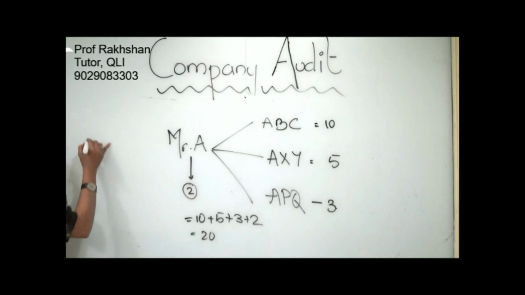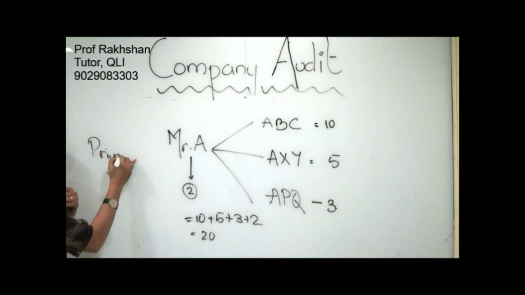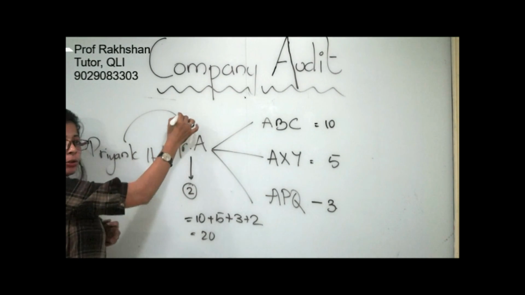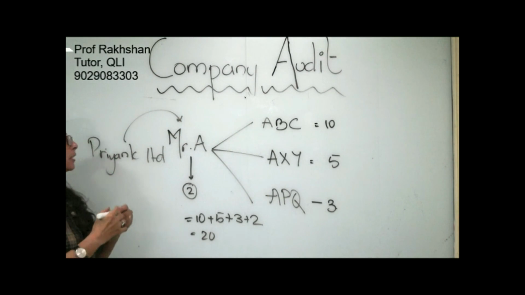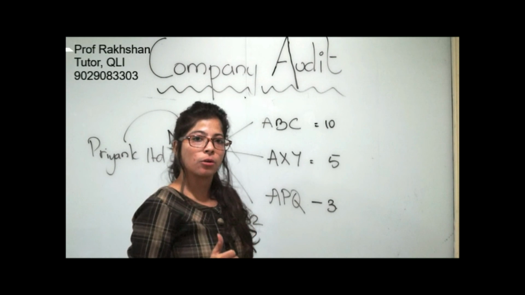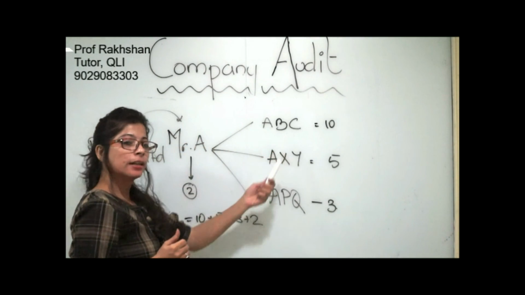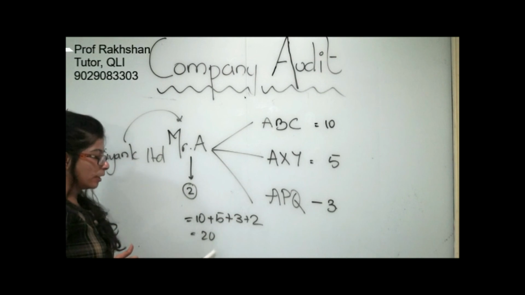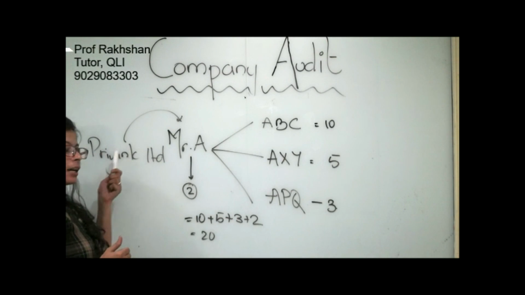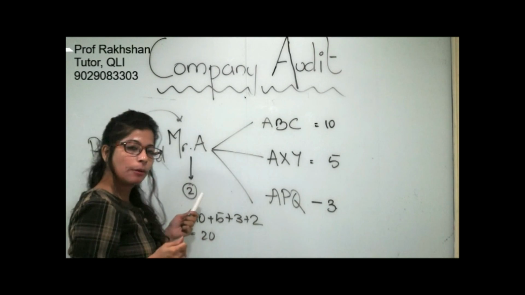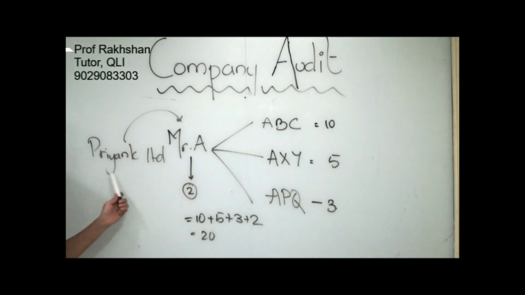Now our new company, say Priyank Limited, has approached Mr. A for an audit assignment. They want Mr. A to audit their accounts. Can Mr. A take up the assignment? The answer is no, he cannot. Why? Because he is already meeting the limit, so he cannot add one more assignment. He has an option to give up one company and then maybe he can take this.